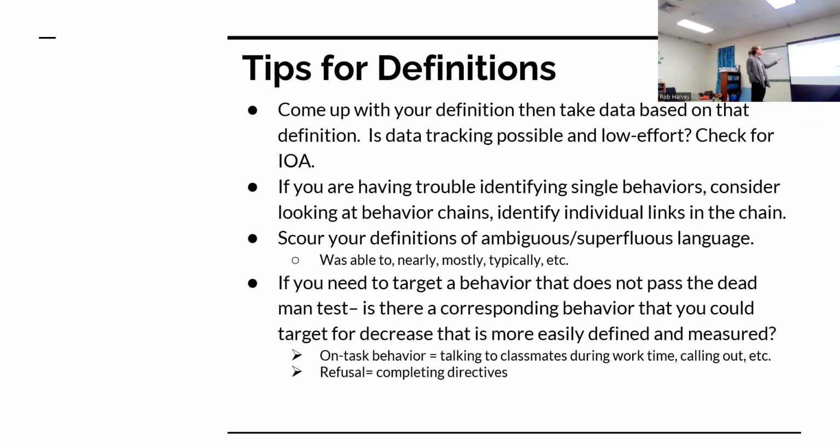If you need to target a behavior that does not pass the dead man's test, think about what the opposite of that behavior is. If you were thinking about increasing staying in your seat, maybe we think about decreasing getting out of your seat, because that's easier to count. It's more observable, more measurable. On task, refusal, a lot of times, we need to get rid of refusal. I see refusal in there and ask, what is refusal? What is happening? If we can't measure that, maybe we measure the opposite, completing directives, and we increase completing directives rather than trying to decrease refusal, okay?